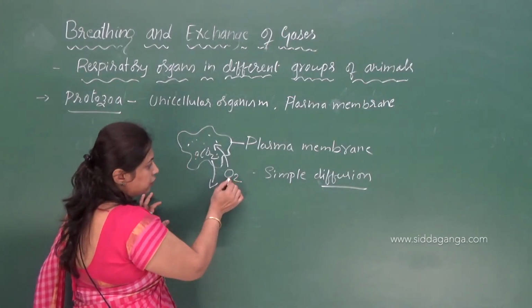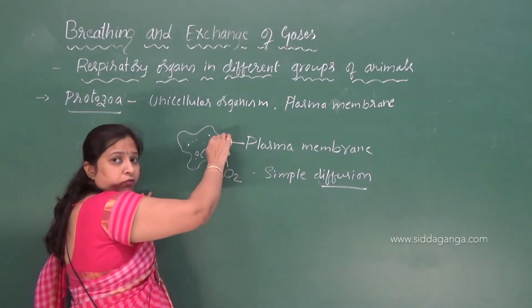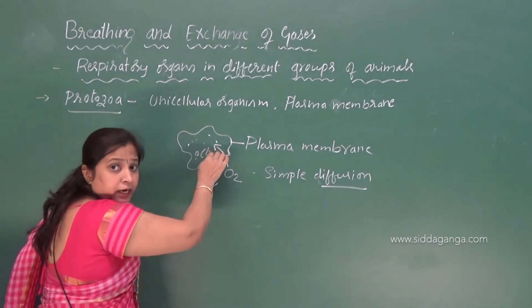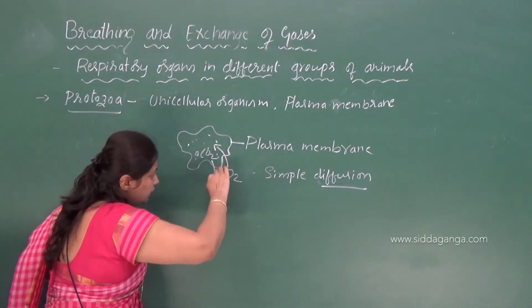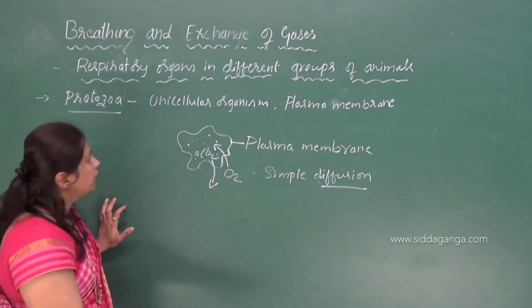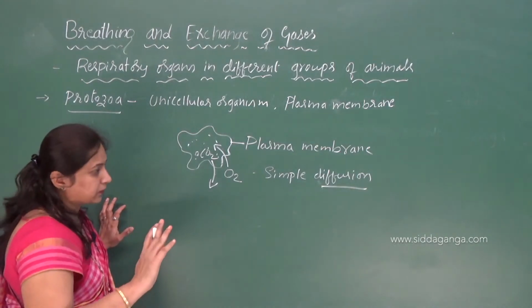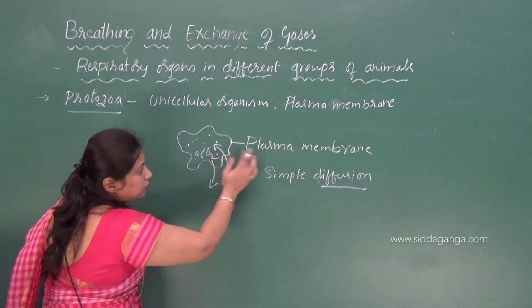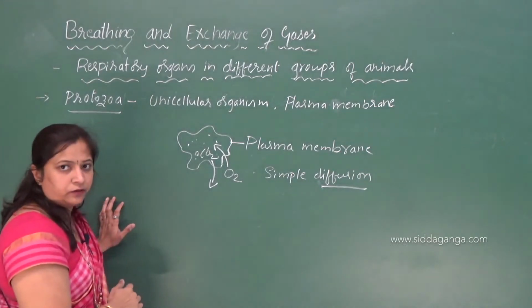So here the oxygen concentration is more outside, so the oxygen will move from a region of its higher concentration to a region of lower concentration, and carbon dioxide concentration is more inside and less outside. So the carbon dioxide will move from a region of its higher concentration to a region of lower concentration. So this is called what? Diffusion. Okay. So in protozoans there is no specialized respiratory structure. The exchange of gases occurs through the plasma membrane by simple diffusion, right?